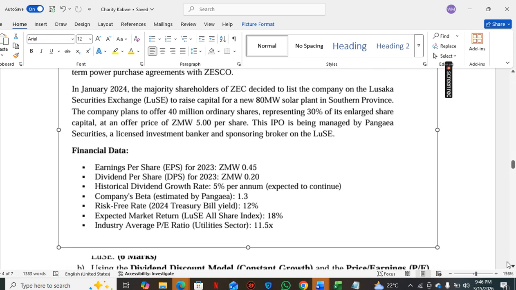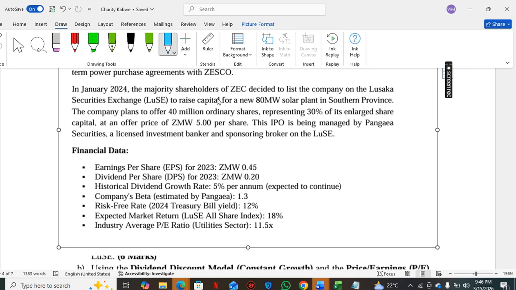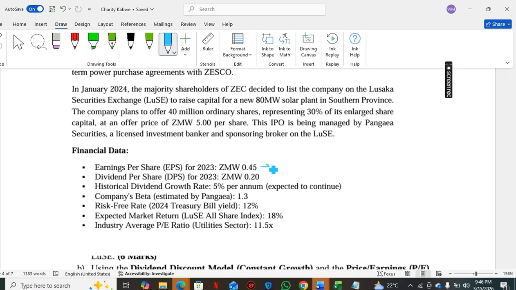So first of all, we need to go through this financial data. We need to understand all these terms. The first term here is earnings per share. Colleagues, what is earnings per share? Can anybody give us the definition of earnings per share? Because this is the language you need to start understanding for this course. These words.